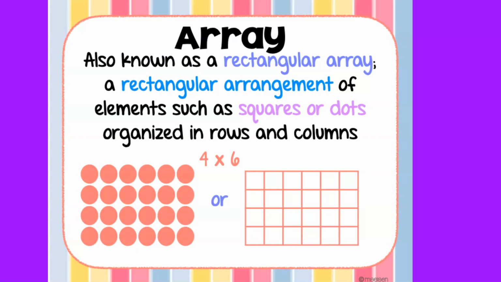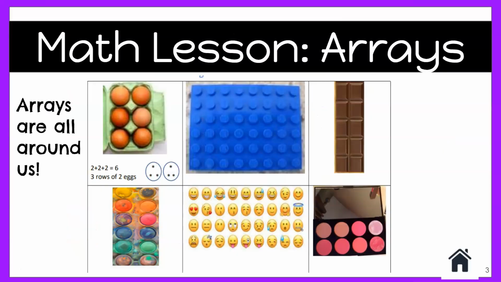So if you look at those two images on the screen, 4 times 6, you could do like 4 rows and 6 columns of dots, or there's a grid on the other side, which is pretty handy when you're trying to solve our multiplication problems. Now, arrays are all around us. So here are some everyday items that you might have seen that are arrays.